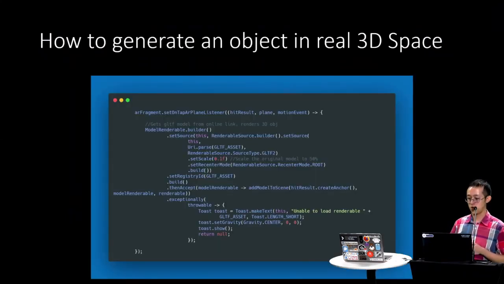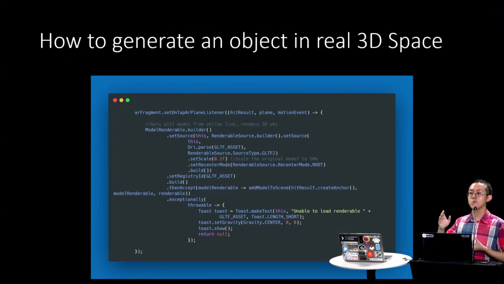Then, following on, you will see this. You're tapping the plane to generate an object. The ModelRenderable.builder is just to generate a 3D model itself. And you're setting the source to an online source. Okay, this one is an online source. There are also local sources, so it's just a preference. For simplicity's sake, I'll be using the online reference to show you guys.